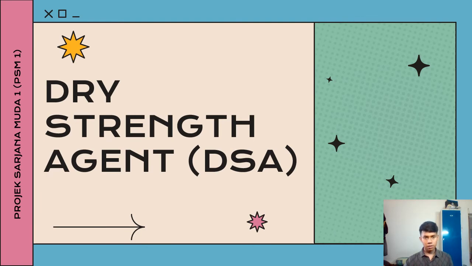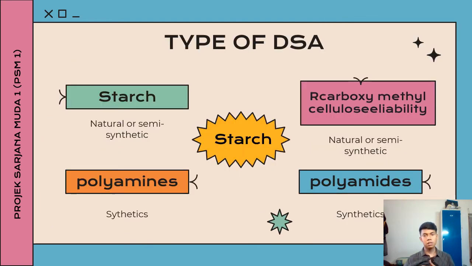So the next is dry strength agent. Basically, we have a lot of dry strength agents. I will tell you the top five for DSA. First, we have cationic starch, which is in the natural or semi-synthetic category, and carboxymethyl cellulose, also natural and semi-synthetic. For the fully synthetic, there are polyamines and polyamides.